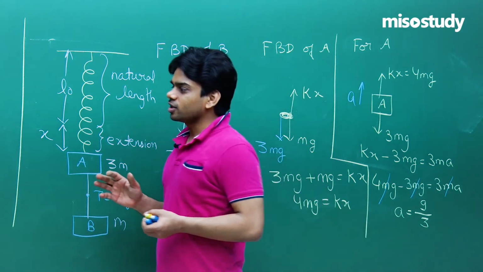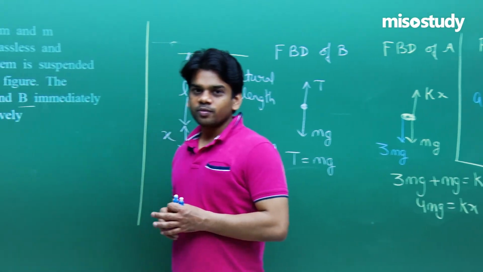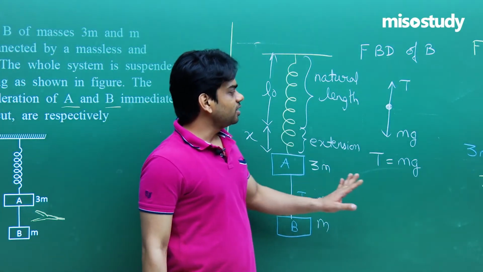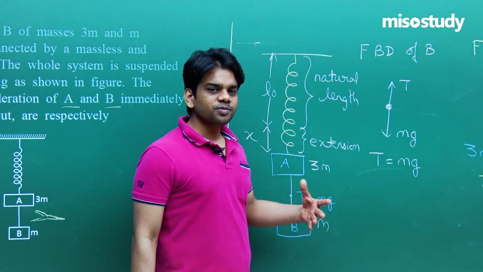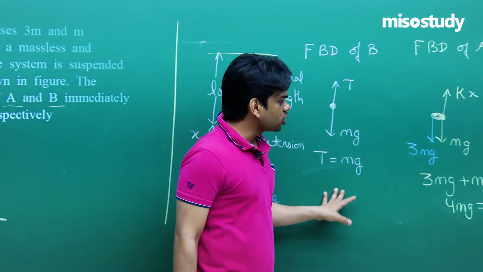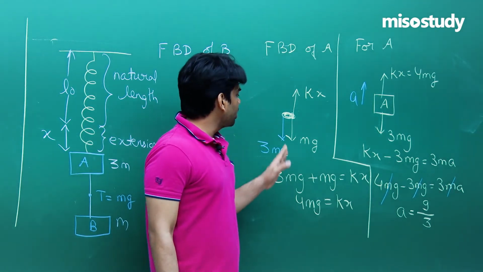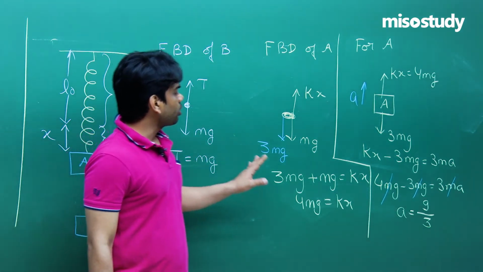See, what we have done in this problem is stepwise we have solved. First of all, talked about equilibrium. We got that the spring was stretched and kx, that was acting as the spring force, is equal to 4 mg. We reached here by making the free body diagram of B, the free body diagram of A.